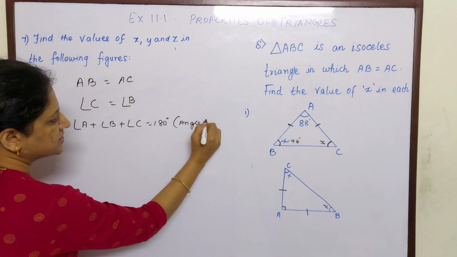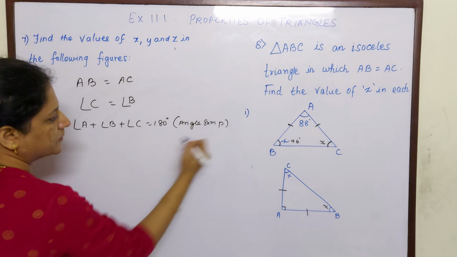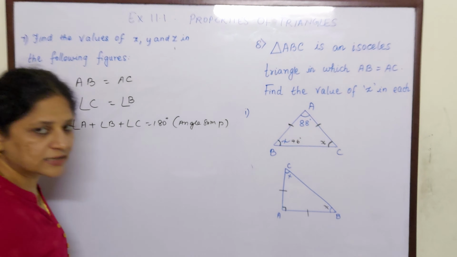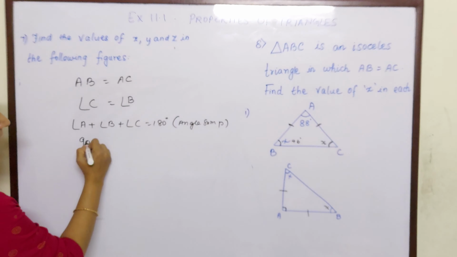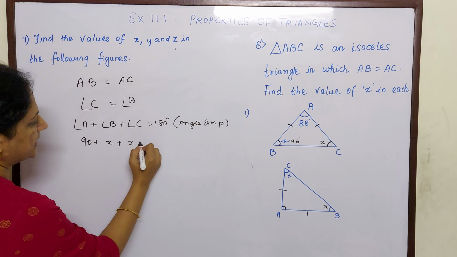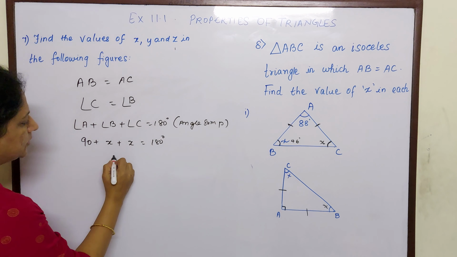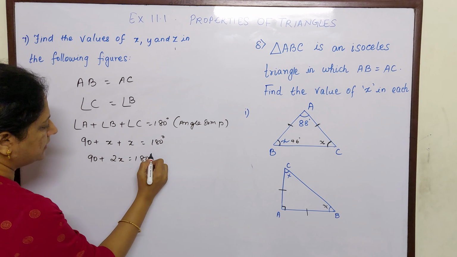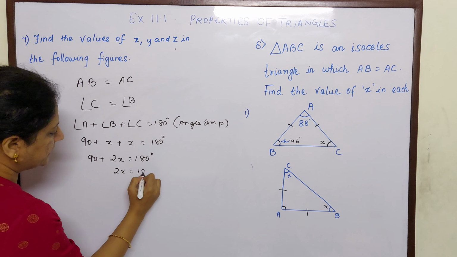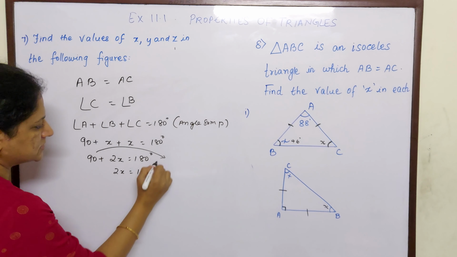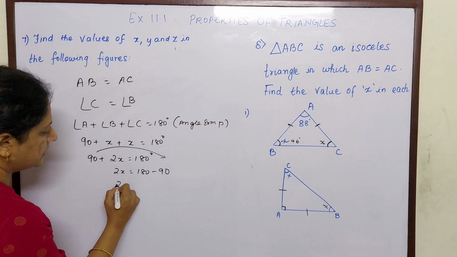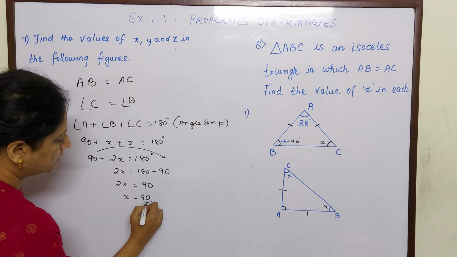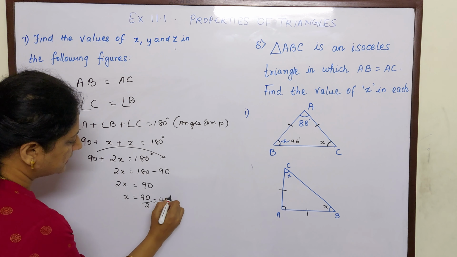Your explanation will be angle sum property. Angle A is 90 degrees because this shows that it is a right angle triangle. Angle B plus angle C is 2x. So 90 plus 2x is equal to 180. 2x is equal to 180 minus 90. When it goes here, it becomes minus 90. 2x is equal to 90. x is equal to 90 by 2, which is 45 degrees.